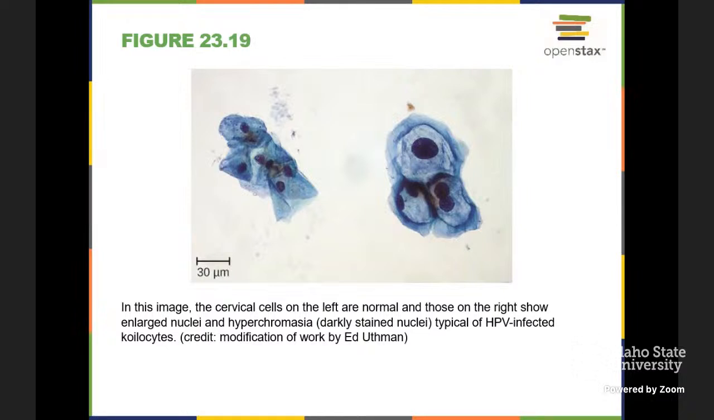These are the cells infected with HPV. The hyperchromasia, this swelling and enlarged nuclei, are characteristic of that. And it looks as if we've potentially got some fusion of cells. Koilocytes are what we call these infected cells.